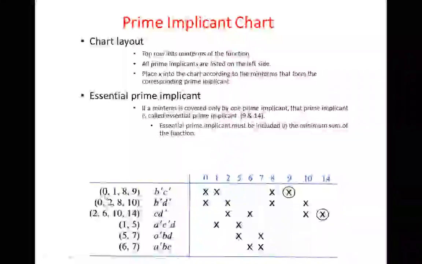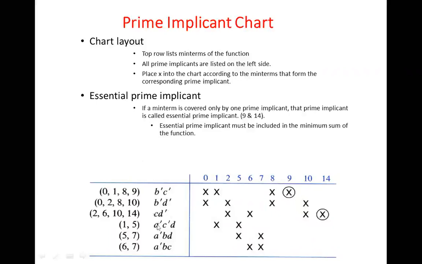Now once we write all these things, I have listed down the prime implicants. We have B bar C bar, B bar D bar, C D bar, A bar C bar D, A bar B D. I've listed all the prime implicants over here. And these are the min terms which are included in the prime implicants. So B bar C bar is because of 0, 1, 8, 9. B bar D bar is 0, 2, 8, 10 according to the table.